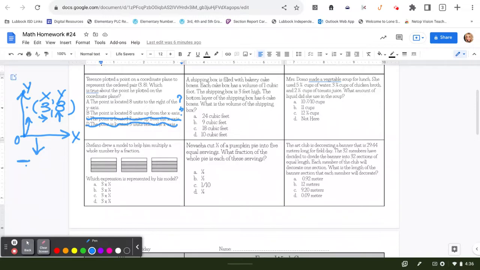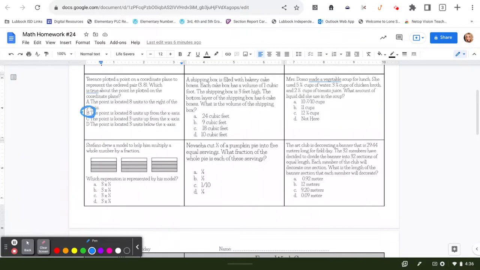Is the 8 to the right, or is it up? It's up, right? We have to go in the house before we go up the stairs. So our answer is B.